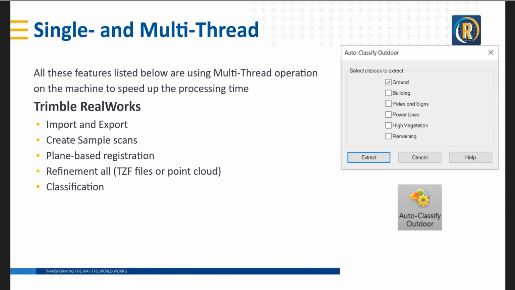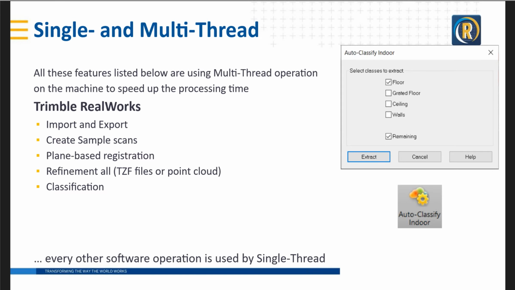For the classification in RealWorks, we have the outdoor classification, as you might know, where we are listing ground, building, poles and signs, power lines, high vegetation, and remaining. And the indoor classification is also available in RealWorks for the floor, the graded floor, ceiling, and the walls. And all other operations are using the single thread.